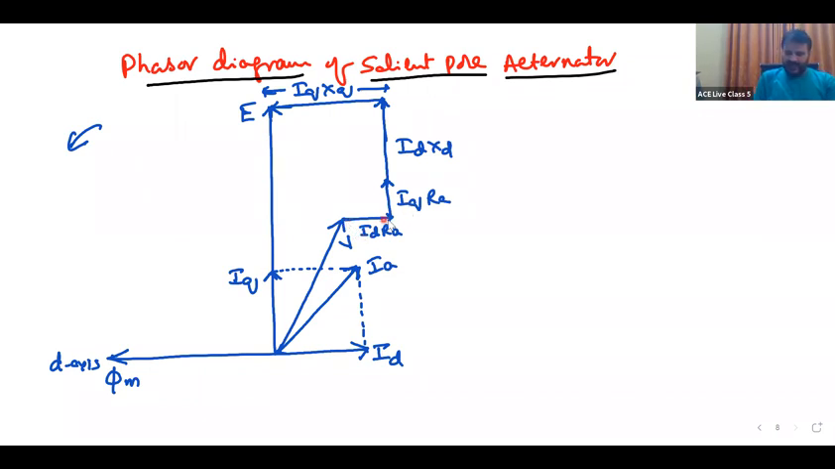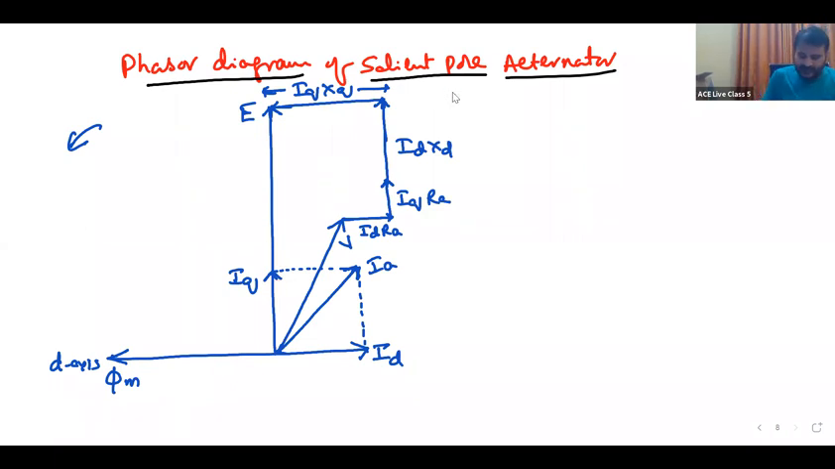See, this is IDRA, in phase with ID. And this is IQRA, in phase with IQ. Both are in the same phase. And IDXD is perpendicular to ID, and IQXQ is also perpendicular to IQ. This is the phasor diagram of a salient pole alternator.